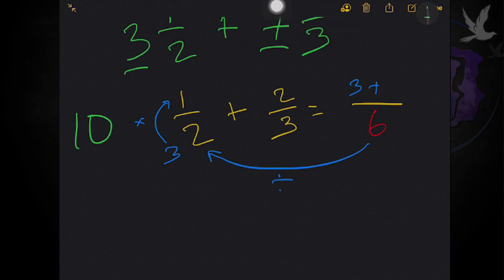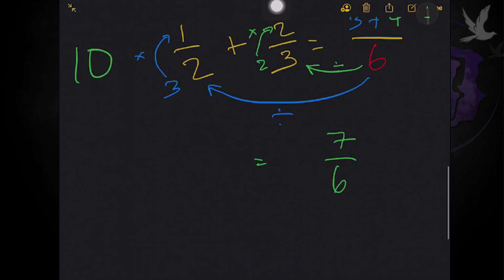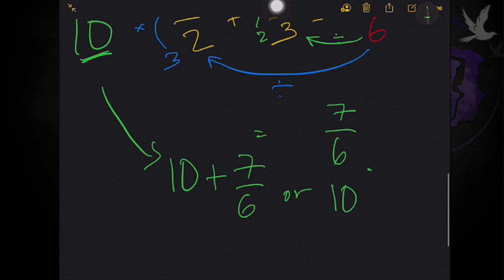Actually, there's no need for me to change the color, but this is just to be guided para makita nyo lang yung process. 6 divided by 3 is 2. 2 times 2 will give you 4. Okay, 3 plus 4 will give you 7 over 6. Don't forget about your 10 earlier. Putting them together, we have 10 plus 7 over 6, or 10 and 7 over 6.